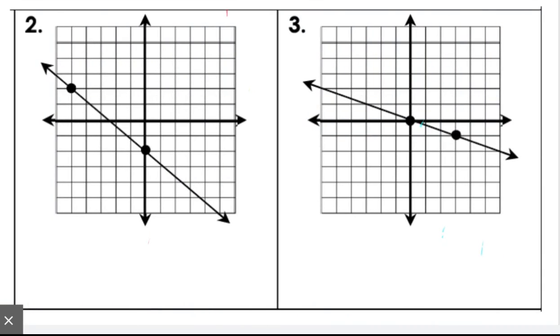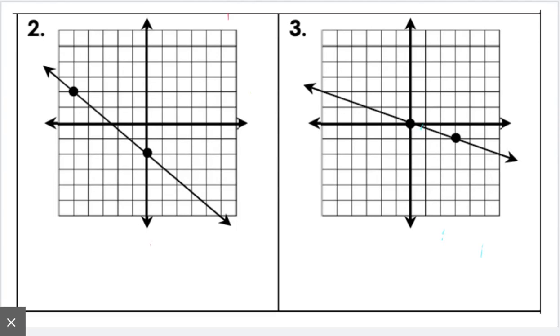Okay, so these are the skill check problems from the notes. So we're just going to go over these. So we want to write the equation of this line in slope-intercept form. So we need to figure out two things. We need to figure out the slope, and then we need to figure out the y-intercept. So we need to figure out what these numbers are going to be in our graph.